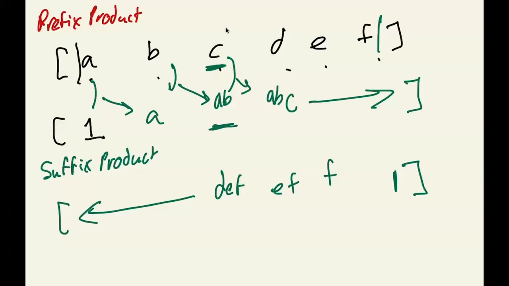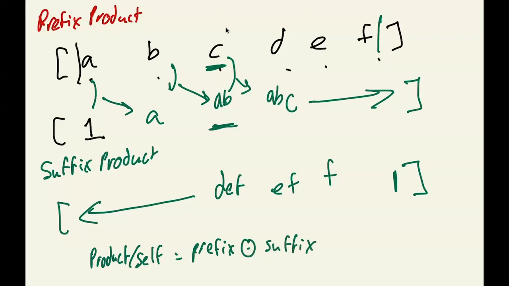Now that we have the prefix and the suffix, all we have to do is an element-wise product. The total product except for itself is equal to the prefix times the suffix. And that's how you would go about solving this problem.